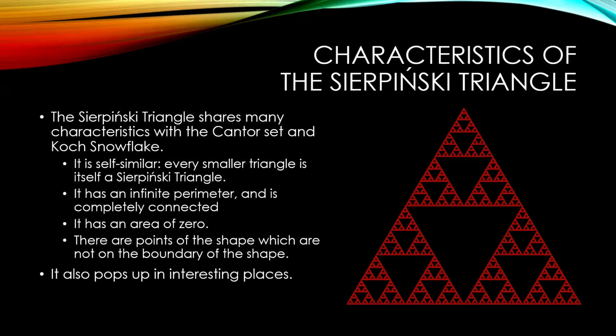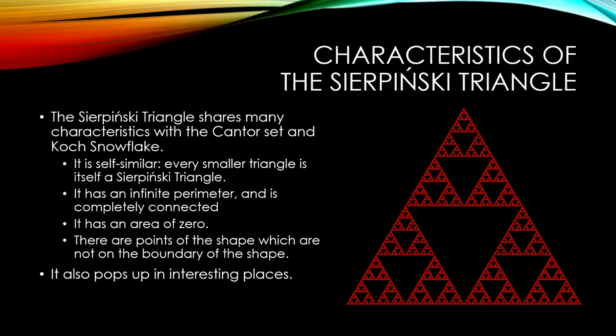Sierpinski's triangle shares many characteristics with the Cantor set and with the Koch snowflake. It is self-similar. Every smaller triangle is itself a Sierpinski triangle. It has infinite perimeter and is completely connected. It has an area of 0. There are points of the shape which are not on the boundary of the shape, and that's kind of like the Cantor set. It also pops up in really weird and interesting places.